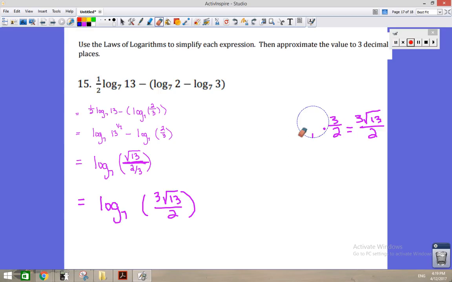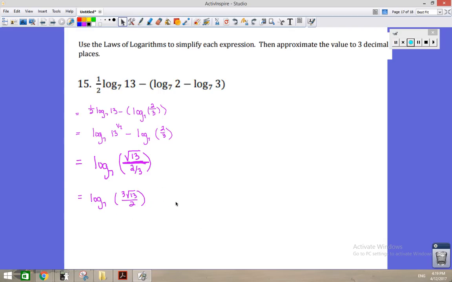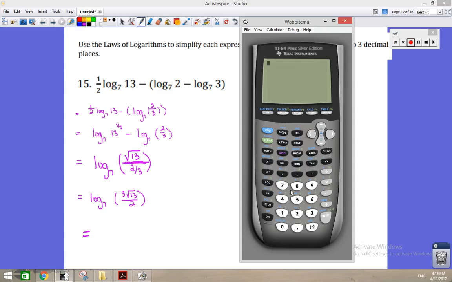So now they want me to get a decimal approximation for that. So using the change of base formula, we have the log of this very, very ugly fraction, 3 times the square root of 13 divided by 2. That's being divided by the log of 7. 0.867 is what I'm getting to 3 decimals.